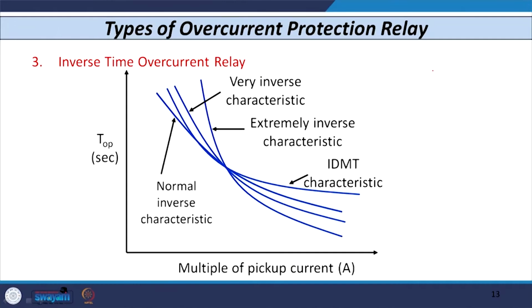So, let us see the characteristic of inverse time over current relay. I have shown 4 different characteristics. You can see the first characteristic, that is the normal inverse characteristic. This type of relay is known as normal inverse type inverse time over current relay. When I have normal inverse characteristic, the characteristic curve is like this. I do have the other types of characteristic: inverse time over current relay with very inverse characteristic and inverse time over current relay with extremely inverse characteristic.